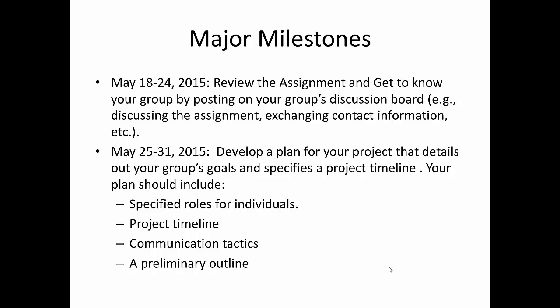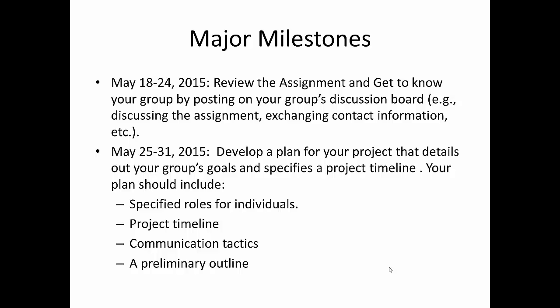Your plan should also include a project timeline. I've given you a basic timeline here, but you can add to that and should add to that. I recommend that you have regular meetings with each other. You can specify the meetings that you'd like to have with me. You should look at the deadlines and then set other deadlines for yourself so you have time to do some peer review of the paper and the PowerPoint and so forth.